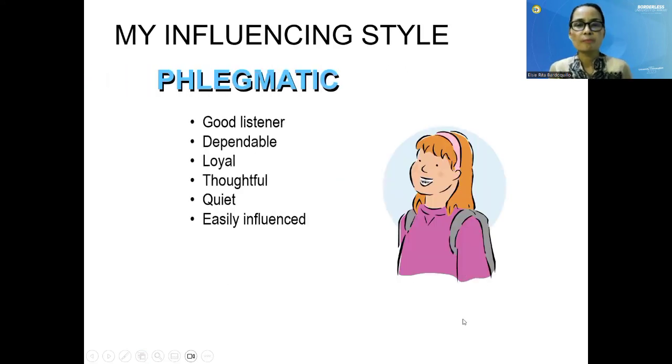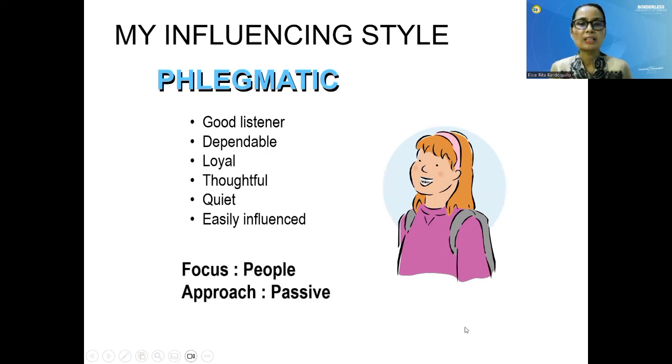And the next is the phlegmatic personality. Tingnan natin. Phlegmatics are good listeners, they are dependable, loyal, thoughtful, quiet, and easily influenced. Okay. Ang focus na katulad din sa amin is also people. People. Social kasi mas maraming social gatherings, events. Pero yung phlegmatic, focus niya tao talaga. Kaya gusto niya nakikinig talaga sa mga tao.